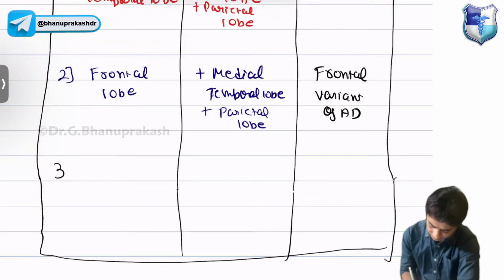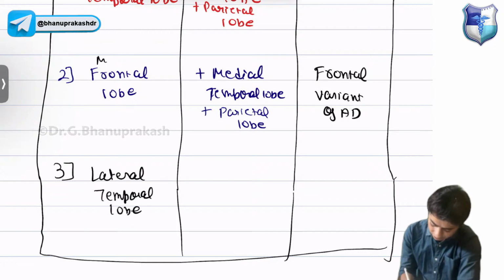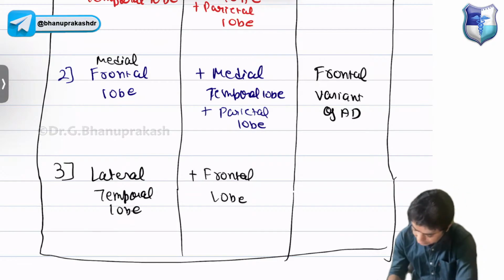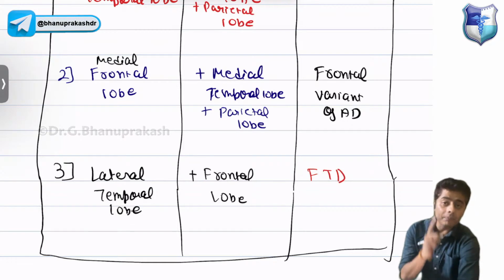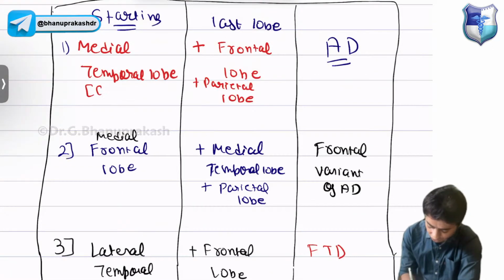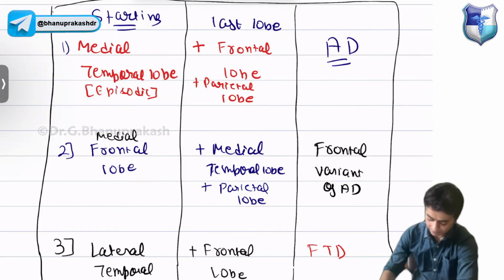Another is, see this. This is lateral temporal lobe plus frontal lobe. Now this is your FTD. In FTD, the lateral part of temporal lobe is affected. So this is semantic memory. And if the medial part is affected, then it is your episodic memory.